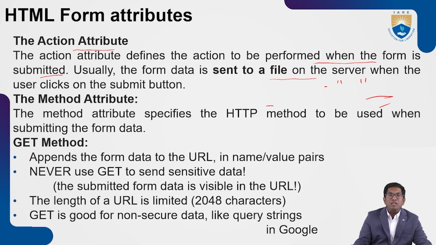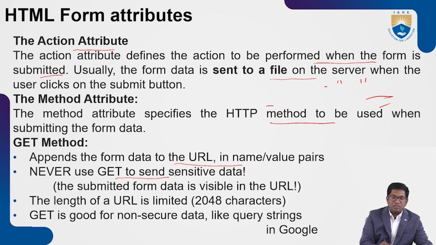The next attribute is the method attribute. The method attribute specifies the HTTP method to be used when submitting form data. We can use the HTTP get or HTTP post method. The HTTP get method appends the form data to the URL in name and value pairs. Along with your URL, the values of all the input fields are attached to the URL and sent to the destination.